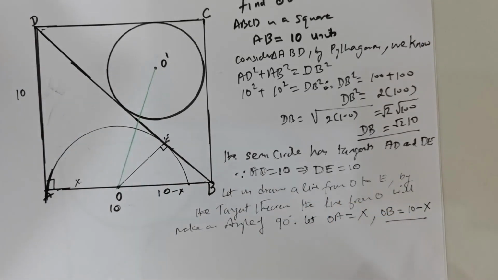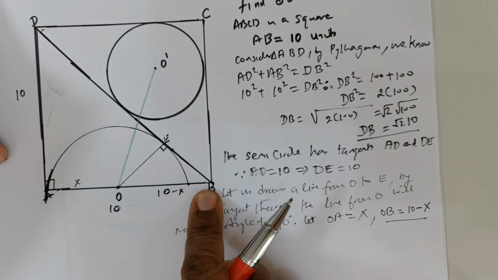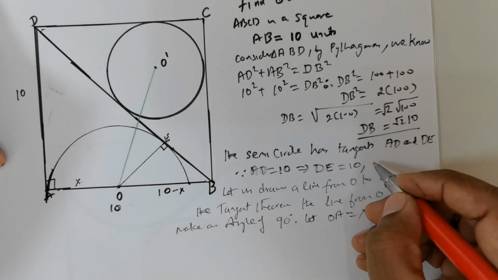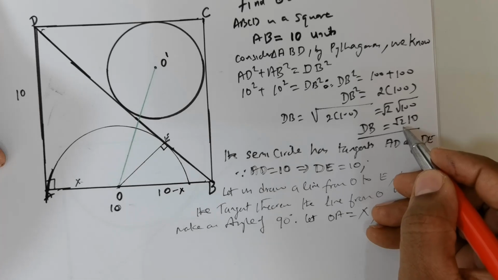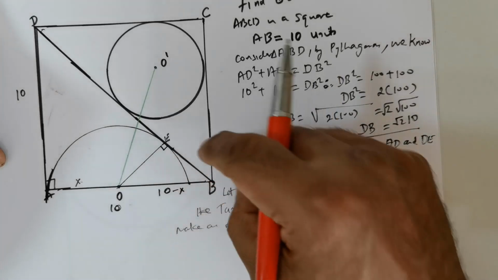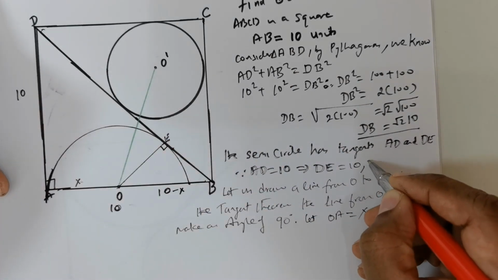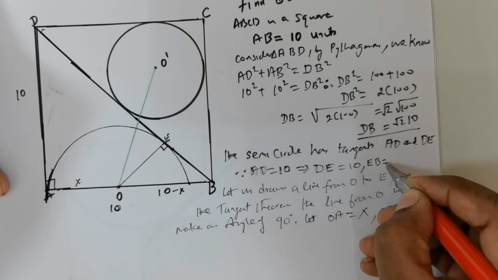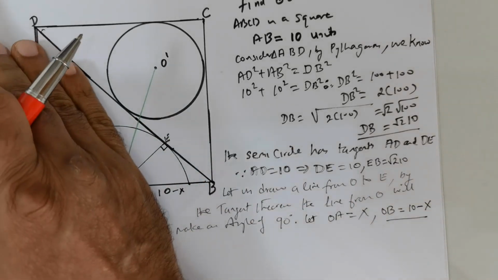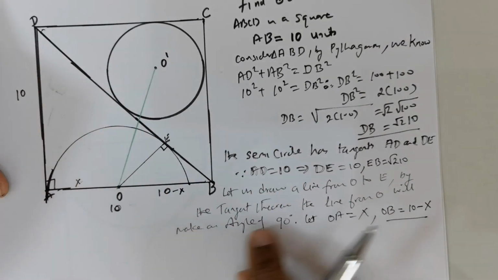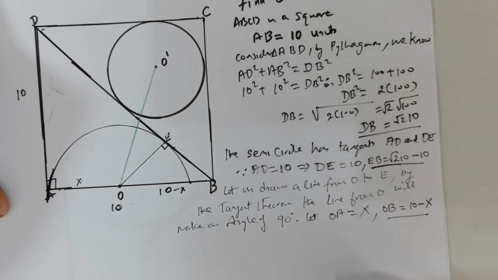Okay, now as I mentioned to you, DE is 10 units. Now this entire length, let me go over here, BD or DB is root of 2 times 10 units. But I want only this end. I want to get EB, so EB is equal to, from this entire length, root of 2 times 10, I take away this part. So what is this part? This part DE is 10 units, so this is going to be the measure of EB. I hope you're watching it.